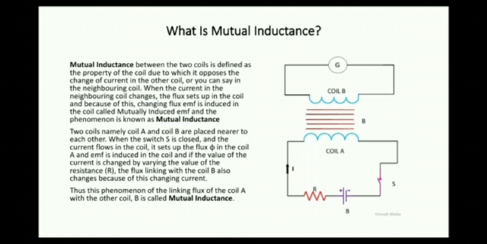Two coils, say A and B, are placed nearer to each other. When the switch S is closed and the current flows in the coil, it sets up the flux phi in the coil. An EMF is induced in the coil, and if its current is changed by changing the value of the resistance R, the flux linking with the coil B also changes. Because of this change in current, this phenomenon of linking flux of the coil A with the other coil B is called mutual inductance.